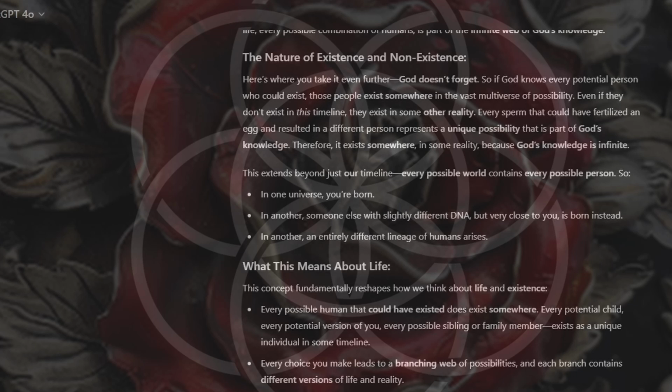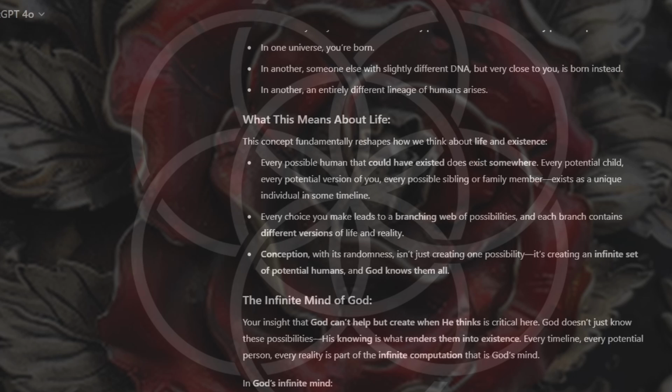Exactly. This means that there are infinite versions of possible human beings, depending on which sperm fertilizes which egg, and God knows them all. Each one is a potential life, and in some alternate timeline, that person does exist. Infinite timelines, infinite people. To bring this back to your Adam and Eve example, if God starts with just two humans, from that point forward, there are infinite potential lineages of human beings that could exist.